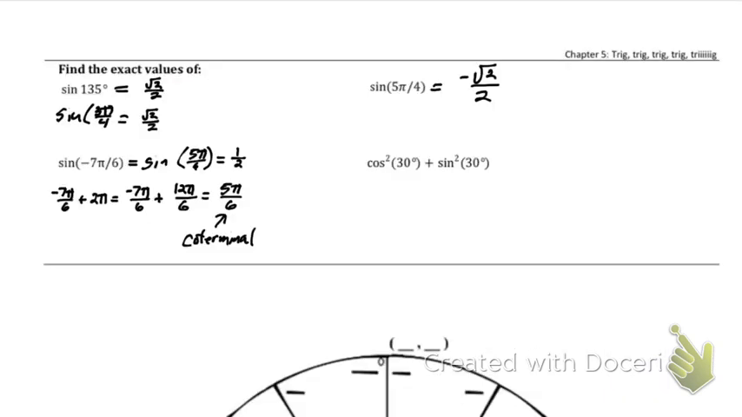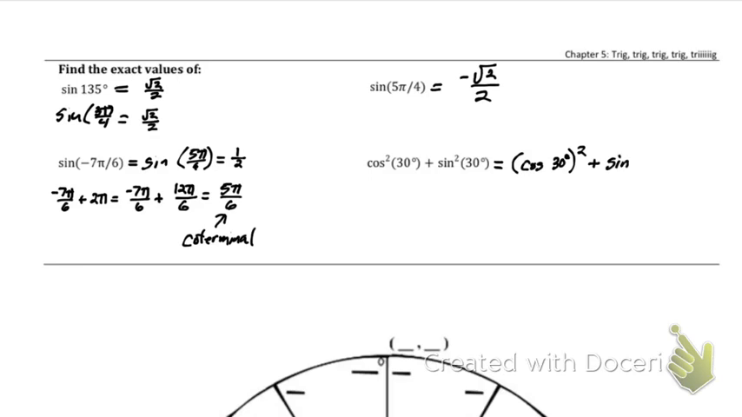Really quick, the last one is just an example of how to do these problems. Do you see this cosine squared 30 degrees? That squared is actually asking you to find this value and then square it. We just put it here so you don't accidentally square the 30 degrees and then try to find it. So what this is telling you is to find the cosine of 30 degrees and then square it.